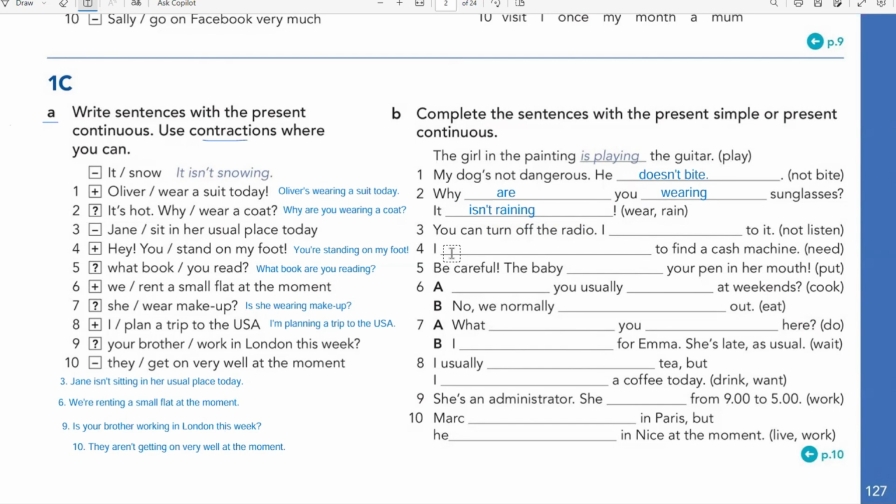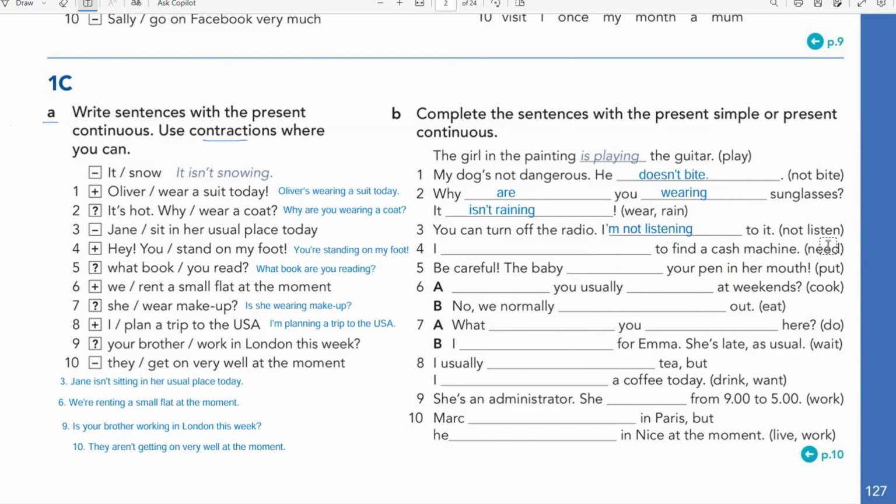Okay. Number 3, you can turn off the radio, not listen. So that means I'm talking about now. You can turn off the radio. I am not listening to it, right? So we can use contraction if I want. Here, like, I'm not listening to it.